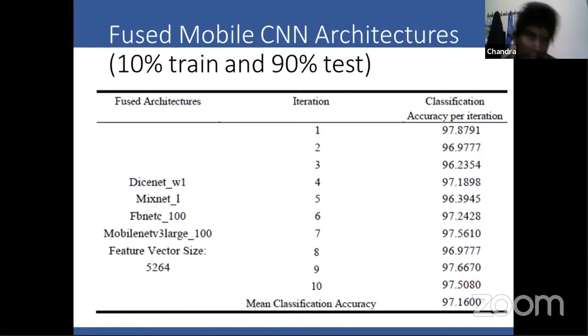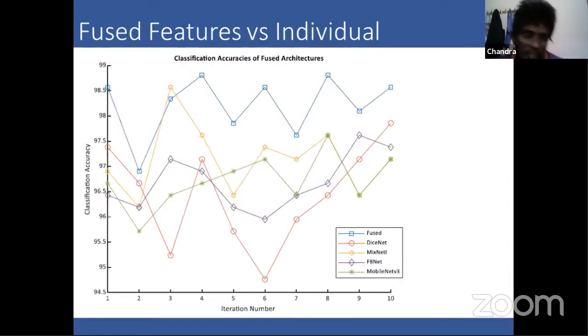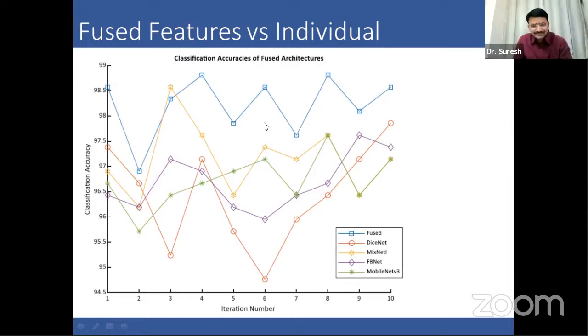And this is even with 10% train and 90% test, so this is the worst case. When you have very few samples, so the training is less with only 10%, still the mean classification accuracy obtained is 97.1 by concatenating all the features from the four selected mobile CNN architectures. And when we see here, this plot shows the individual mobile CNN architectures and their classification accuracy. It's completed.